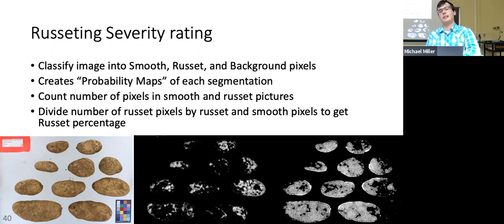I'm a little bit further along on the russet function. I may actually get a numeric value from those segmented images by using these probability maps, which are just showing what part of the image belongs in the russet category and what part of the image belongs in the smooth tissue category. I may have software count the number of pixels in each of those images and then use that to get a percent of the tuber that is russeted.